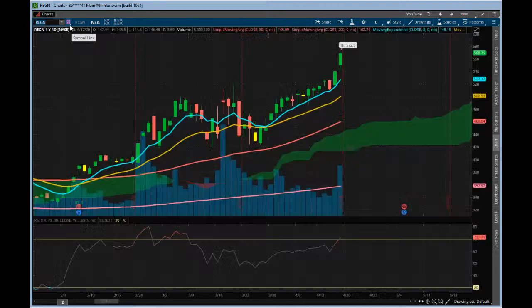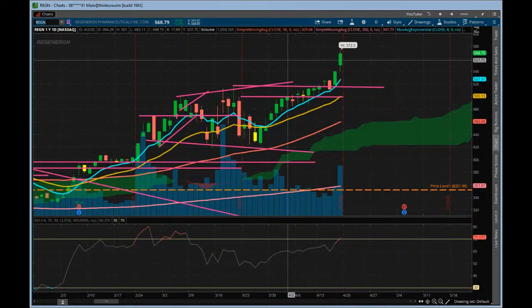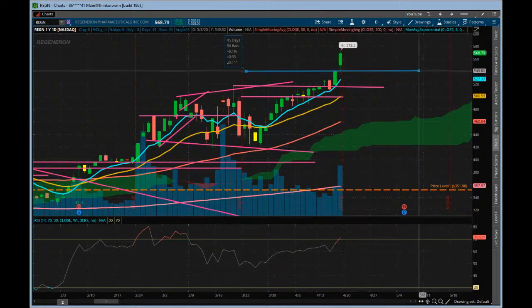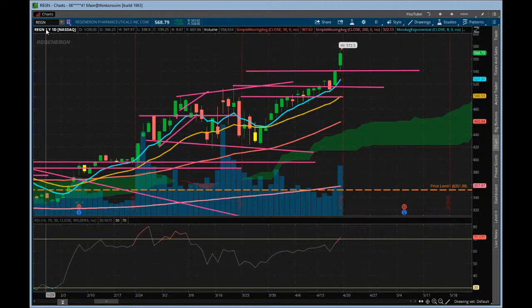Regeneron, tricky one to trade. Big move on Friday. So very, very nice close on Friday. So strong, right? Bullish until proven otherwise on that one. In fact, I'm gonna put that on the bullish radar as well.